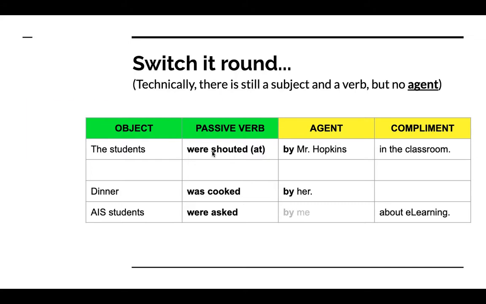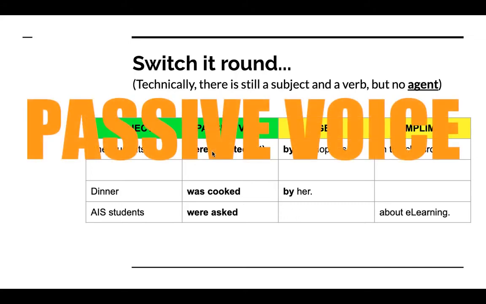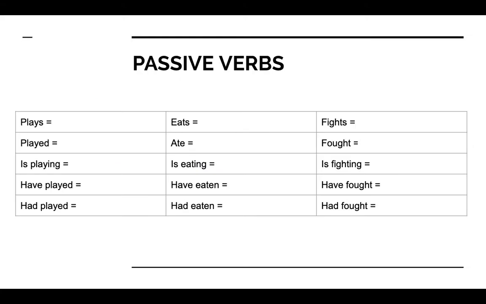Let's have a little look. Oh, there you go. It's known as passive voice. Let's have a look at some of these passive verbs. So plays, this is what we call the present simple. Verb 1, you might hear it called. It's the normal one. I play, he plays, she plays, we play.